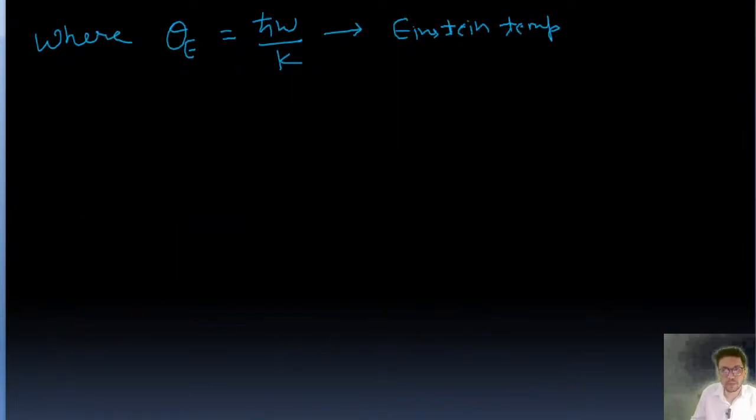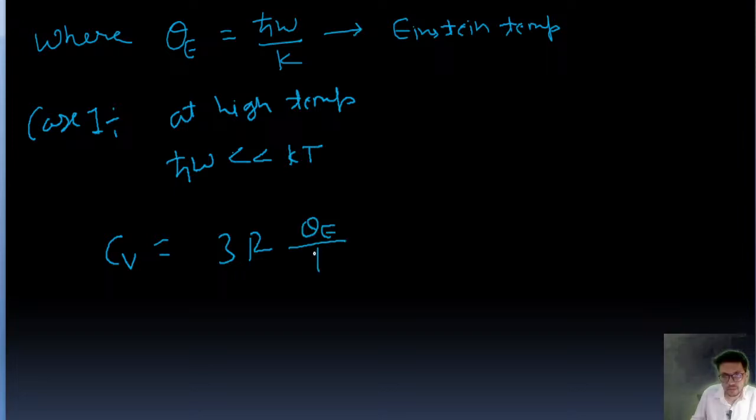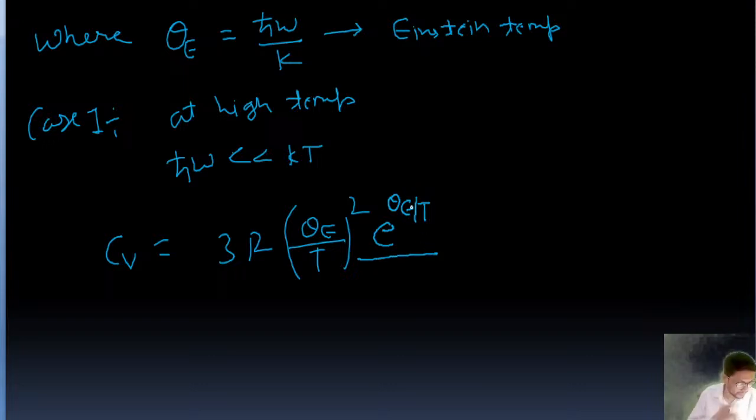Case number one is at high temperature. At high temperature, we can see h cut omega is less than or equal to kT. Then Cv is going to be 3R (theta_E/T)^2 e^(theta_E/T) upon this one.